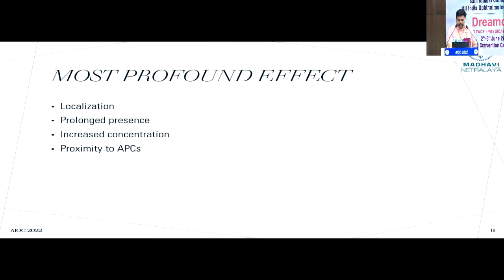The immune reaction can be enhanced by localization and prolonged presence of the biologic in an increased concentration in the proximity of antigen presenting cells, and such factors may lead to inflammation. So if we are giving a larger amount of antigen very near to the antigen presenting cells, like with brolucizumab, where we are giving a very high molar dose, that can also lead to inflammation.